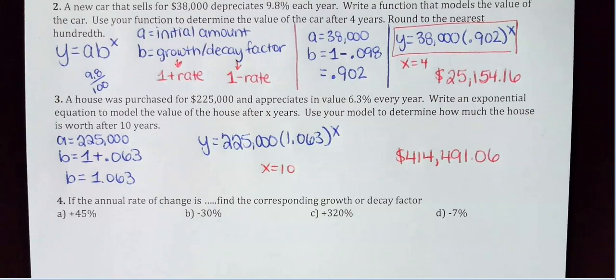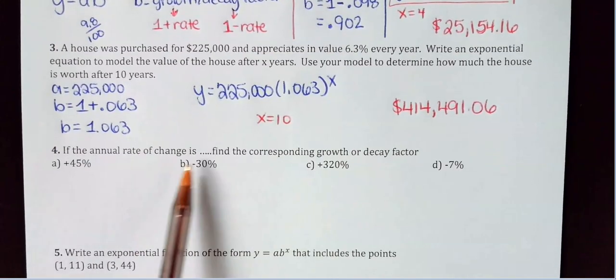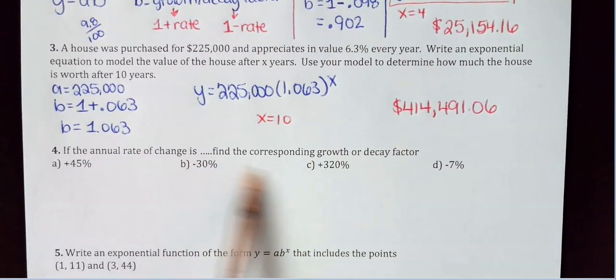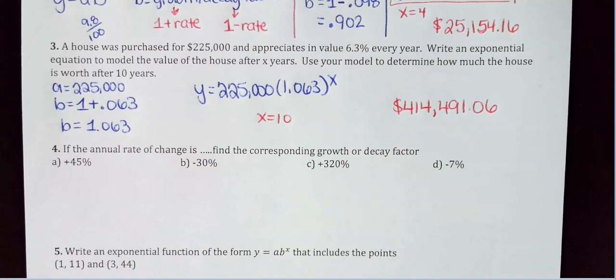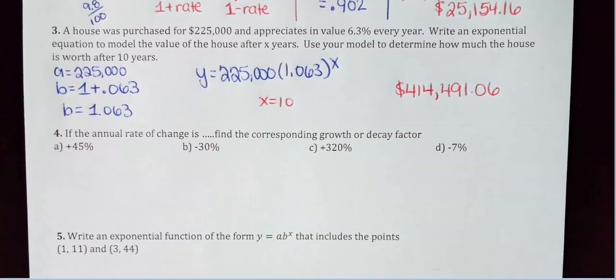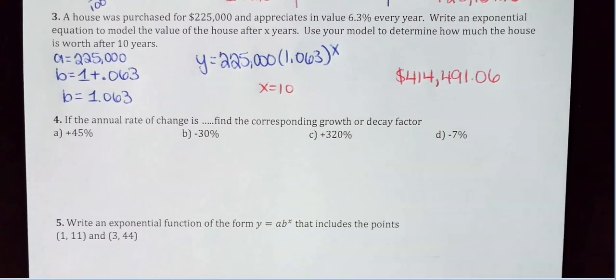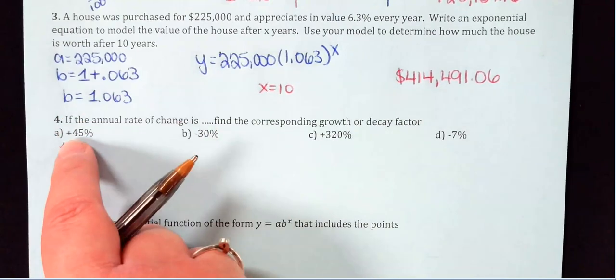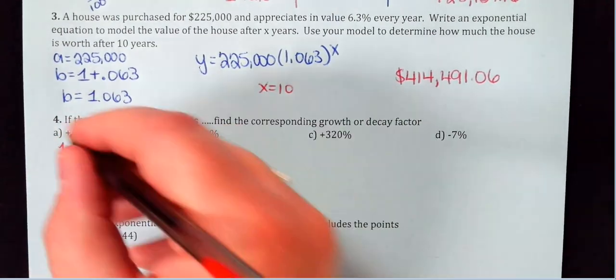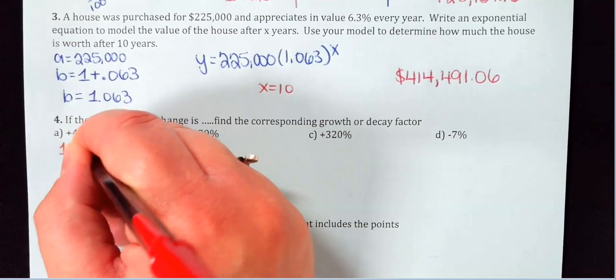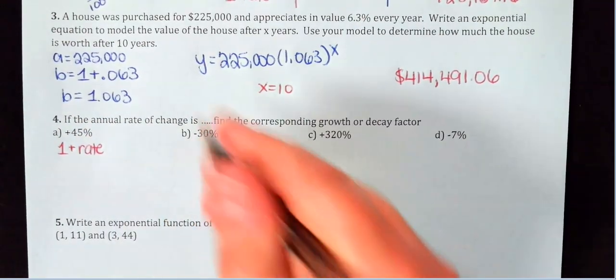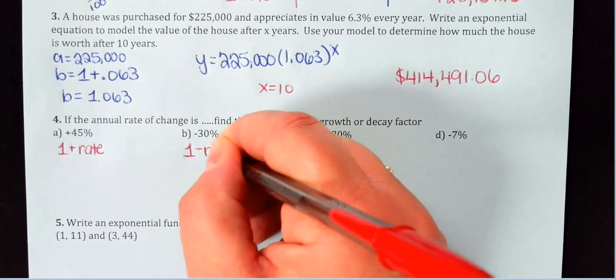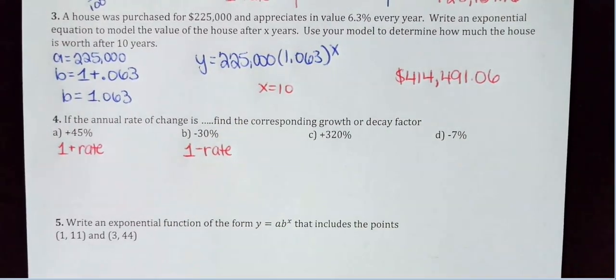All right, now there is one problem like what I have in number 4, but I just put a couple examples here. So it'll say if the annual rate of change is, and they'll give you one of these amounts, find the corresponding growth or decay factor. This is really similar to what I just did, just finding the B value is all it is, but I just gave some different percentages here. So if this is adding 45% or increasing, that's trying to indicate growth. This would be 1 plus the rate. If you have a negative, then that's going to be 1 minus the rate. If I'm adding the rate, that's a growth factor. If I'm subtracting the rate, that's a decay factor.